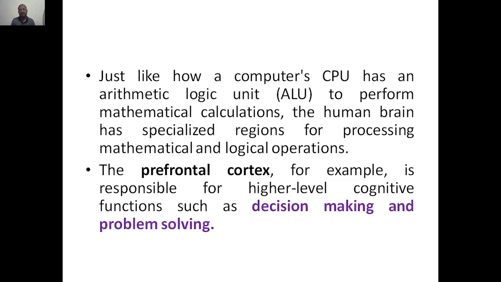Next, the prefrontal cortex, for example, is responsible for higher level cognitive functions such as decision making and problem solving. So in the brain we have something called the prefrontal cortex, which will be somewhere here. It plays a very important role wherever we need high level cognitive functions, for example decision making or problem solving. So this prefrontal cortex will get activated, that means it has to function to make a particular decision.